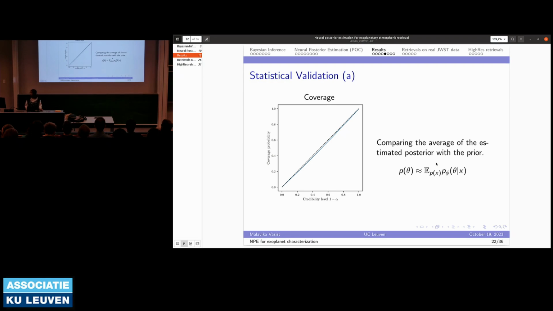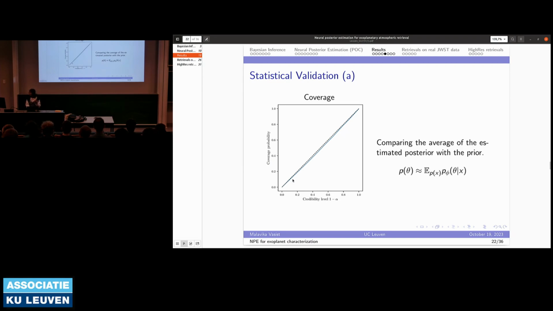Coverage is a tool that tells you whether your posterior is too narrow or too broad. If it's too narrow, meaning you're overconfident, the curve would not be a diagonal; it would hang down below it. But if your posterior is too broad or uninformative, it would curve the opposite way, in a convex way. Basically we are averaging a couple of posteriors and comparing with the prior. That's what coverage tells you.